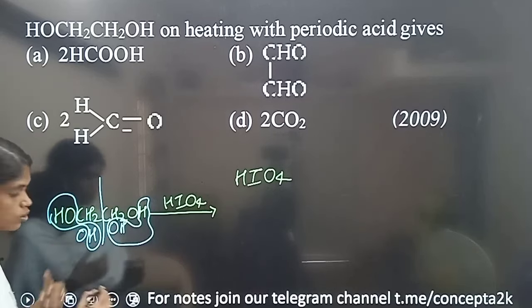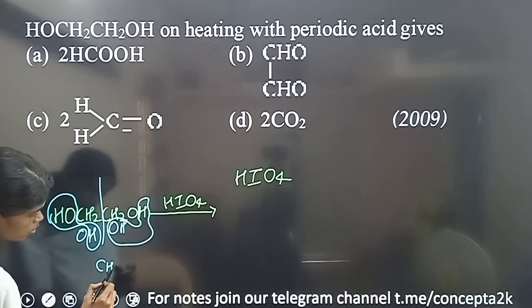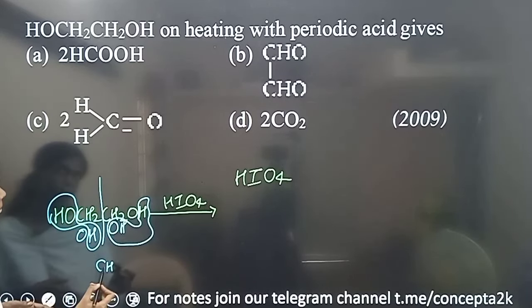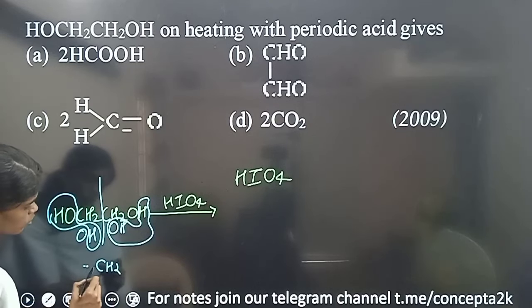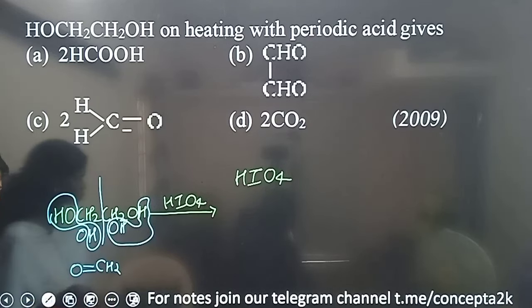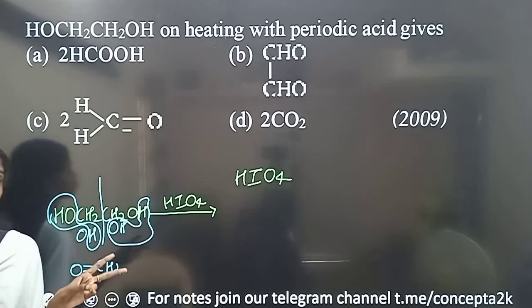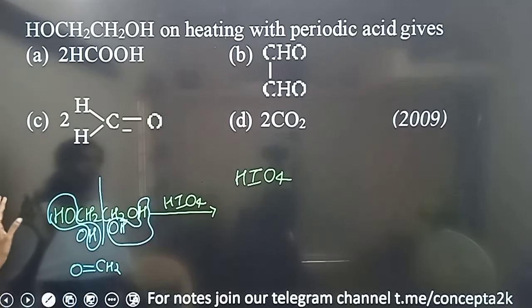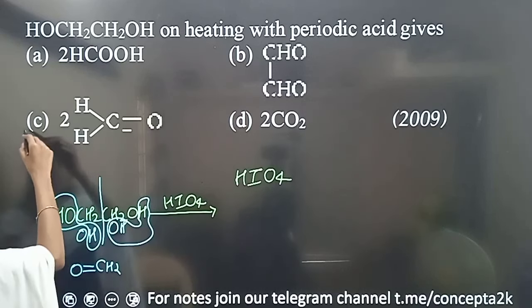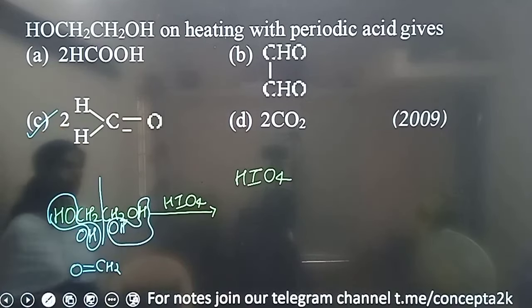So that is a carbon. CH2 double bond O, so this will be formed. So CH2 double bond O, CH2 double bond O. So there are two CH2 double bond O. So option C is the right answer. Okay, so CH2 double bond O.